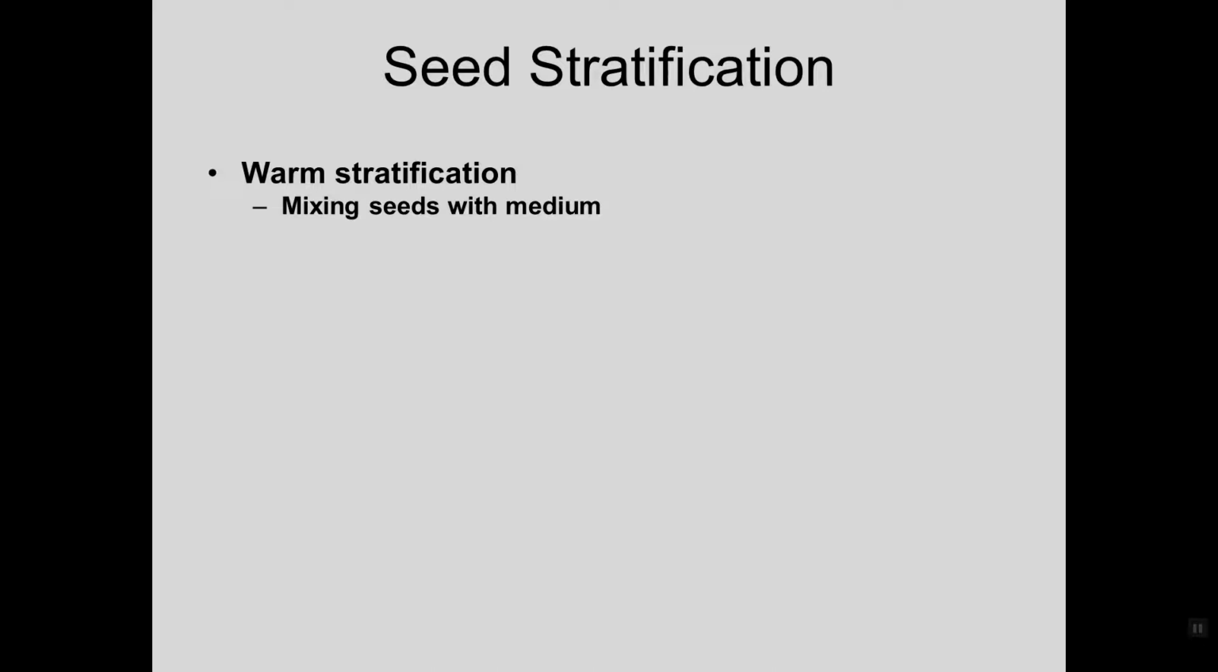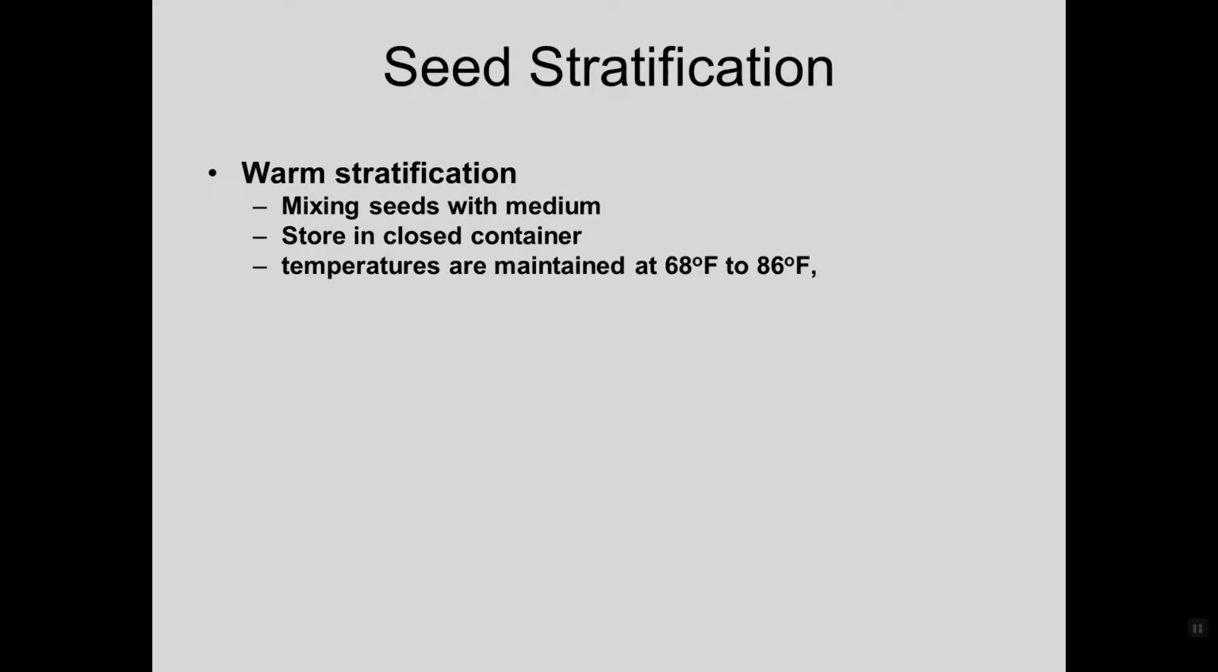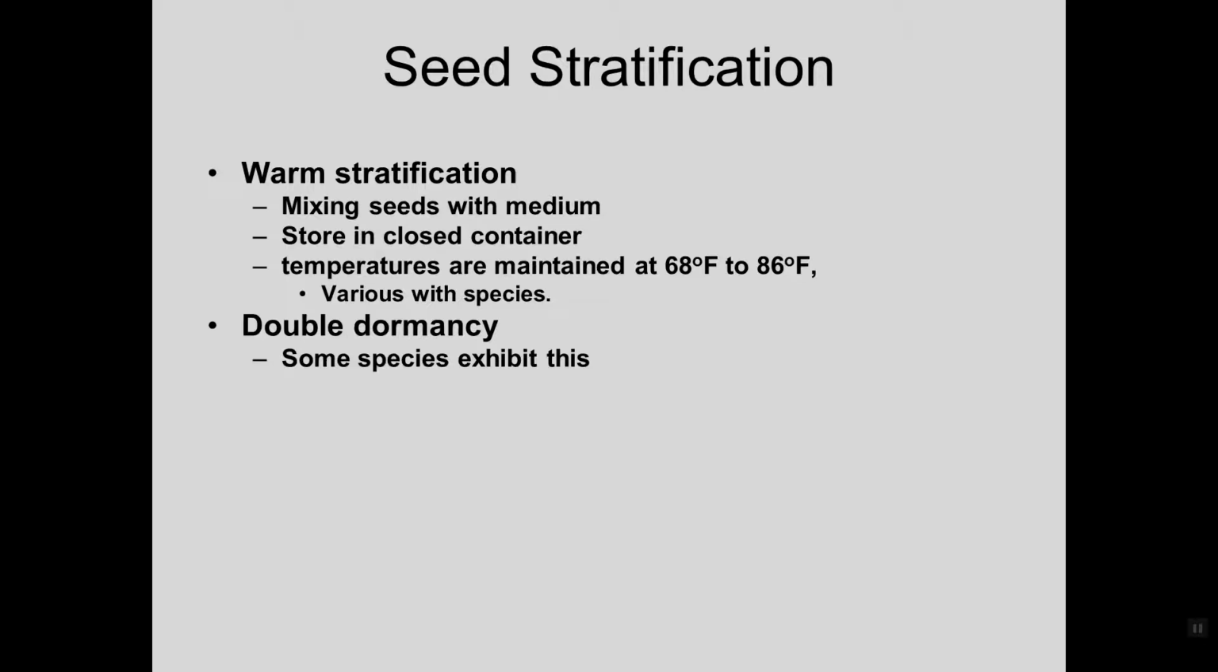Warm stratification is similar to cold stratification. You mix the seeds with a medium, moist, store in a closed container, keep at a temperature between 68 and 86 degrees Fahrenheit, and it varies with species exactly the temperature. Not much more about that. We don't deal with that too much here in the northern hemisphere. Double dormancy is species that need their seed coat, the external dormancy, to be broken, and the internal dormancy to be broken.